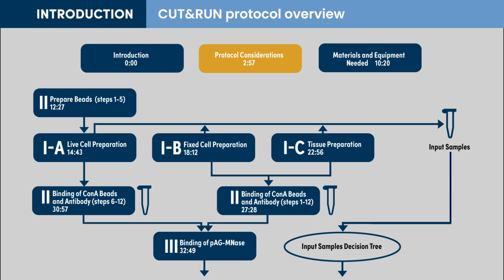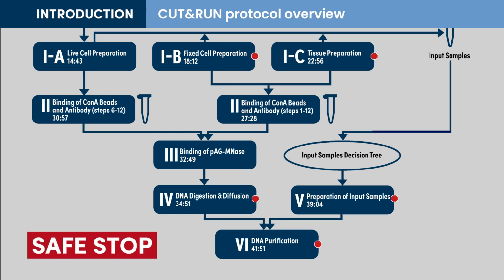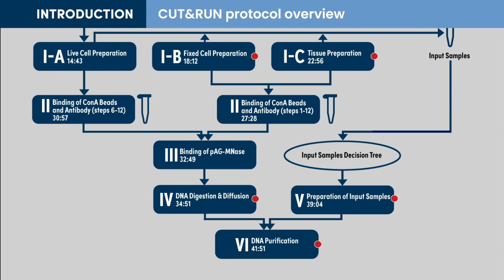The first 6 sections, from the start to purified cut and run DNA, can be performed in as little as 1 or 2 days. The CST Cut and Run protocol includes several safe stop points where samples may be stored before resuming the protocol. Safe stop points are noted in the video and in the full protocol and give the user flexibility for planning the workflow.